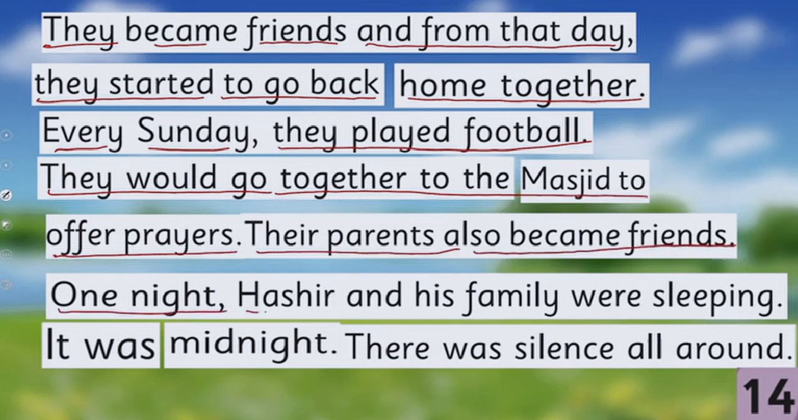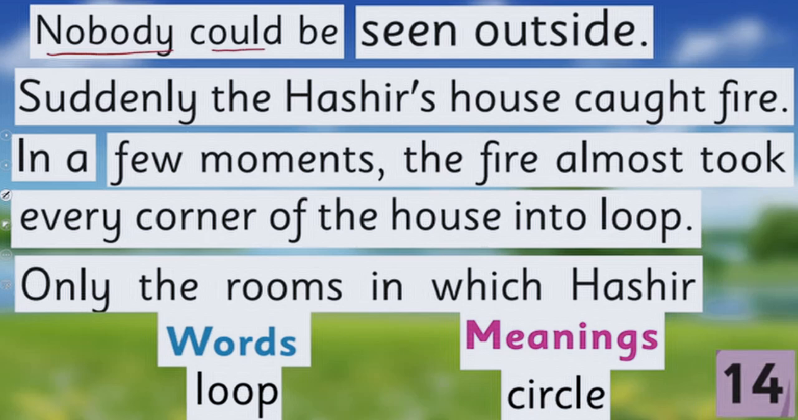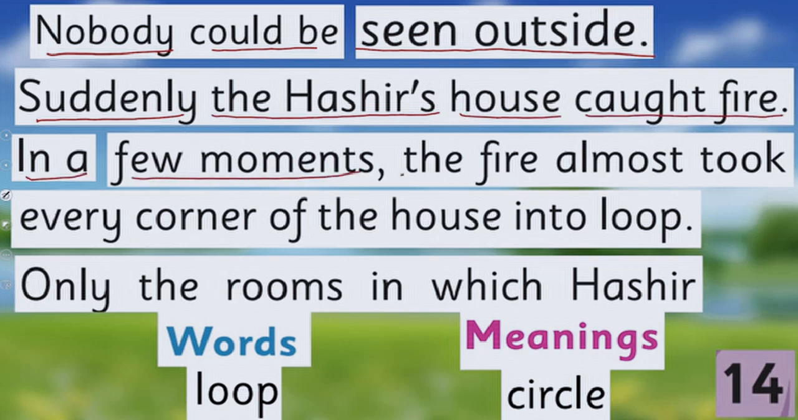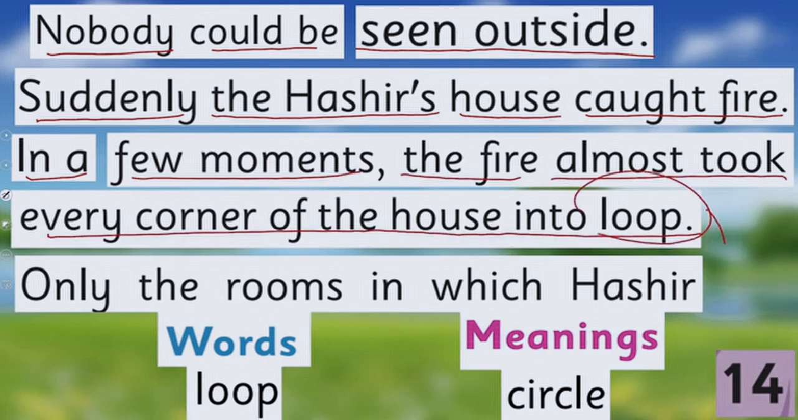One night, Hashir and his family were sleeping. It was midnight. There was silence all around. Oh, it's suspense. Let's see what happened. Nobody could be seen outside. Suddenly, Hashir's house caught fire. In a few moments, the fire almost took every corner of the house into loop. And what does loop mean? In the circle of the fire.